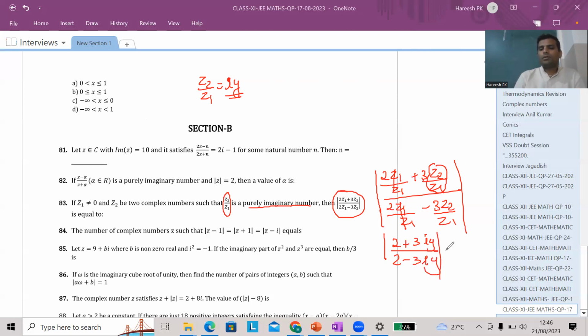Now modulus of numerator is root of 4 plus 9y square. Modulus of denominator is also root of 4 plus 9y square. So therefore, when you divide the two complex numbers, their moduluses get divided. So answer will be 1. Again, very easy question. So the answer is 1. Note down. Let's move to the next question.